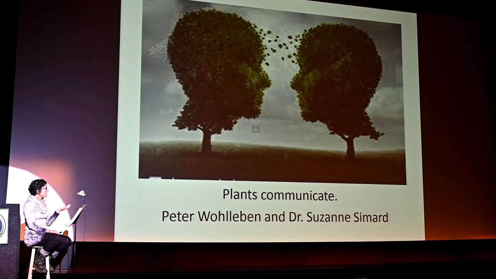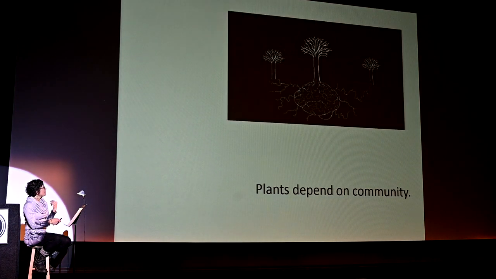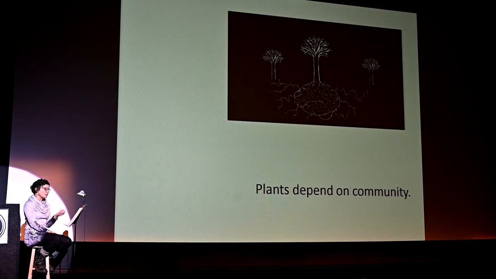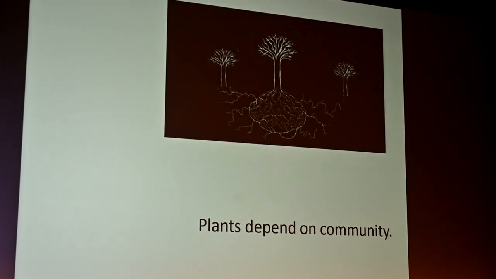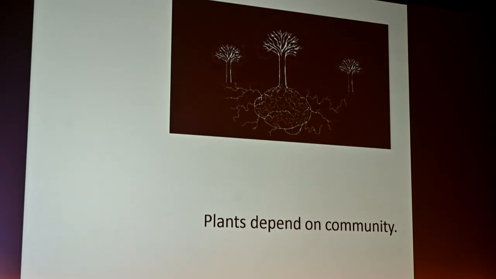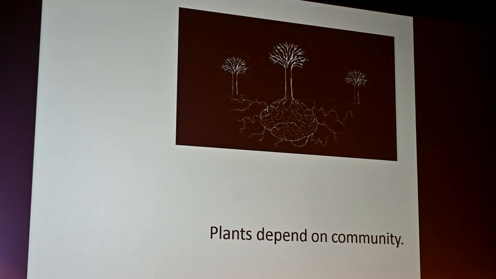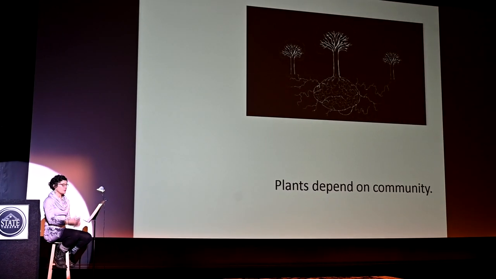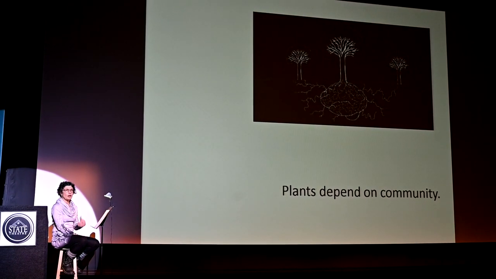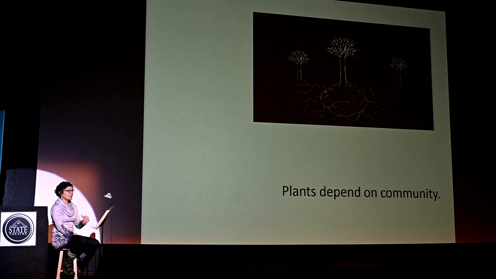So communication, and then also plants depending on community. The wisdom of the mother tree. Mother trees nurture the younger trees, and a single mother tree can be connected to hundreds of other trees. They talk, they communicate, and through these conversations, they increase the resilience of the whole community. The forest is stronger when they have other trees around, and that's trees of all different species. That mother tree will give to her young, but she also gives resources to the other plants that live near her.